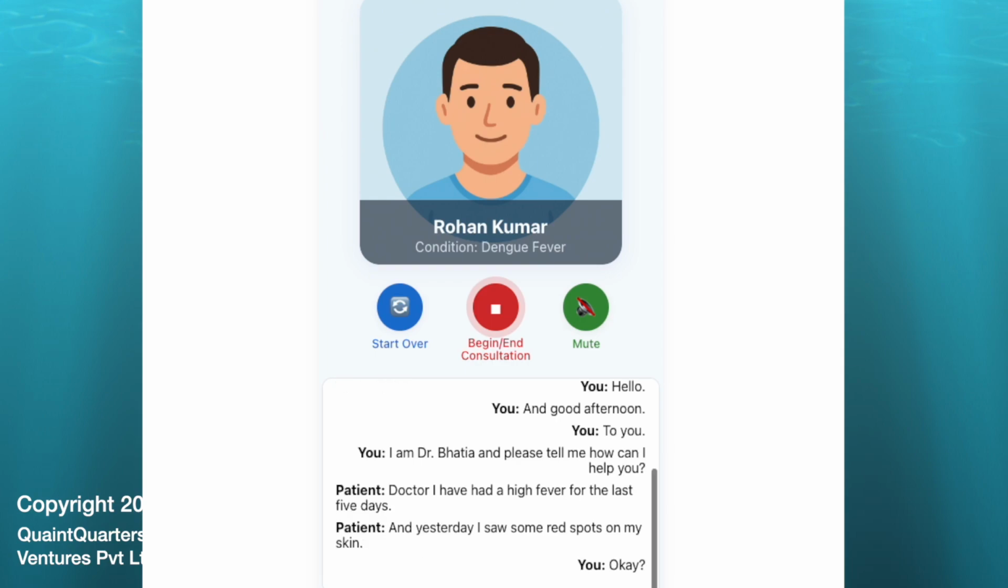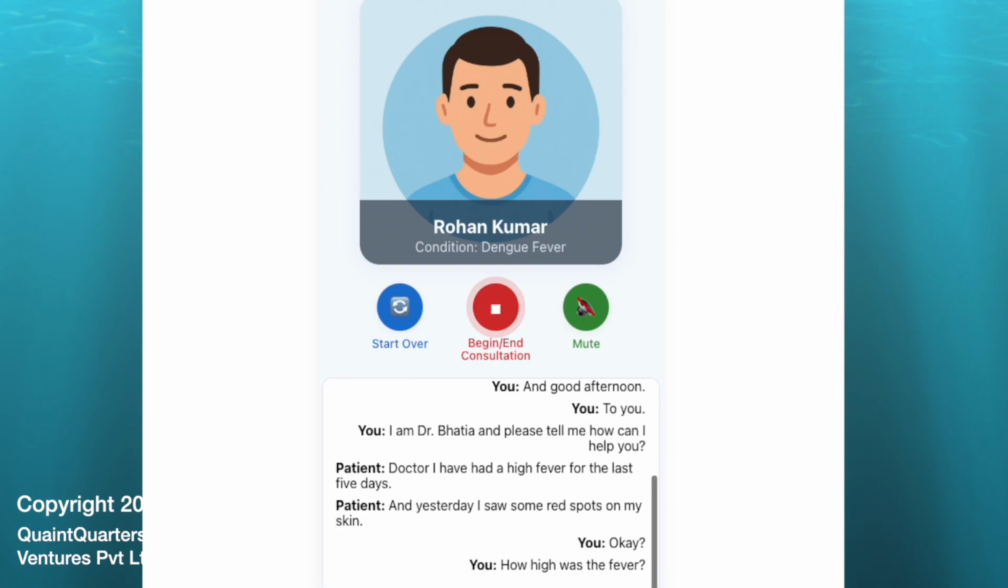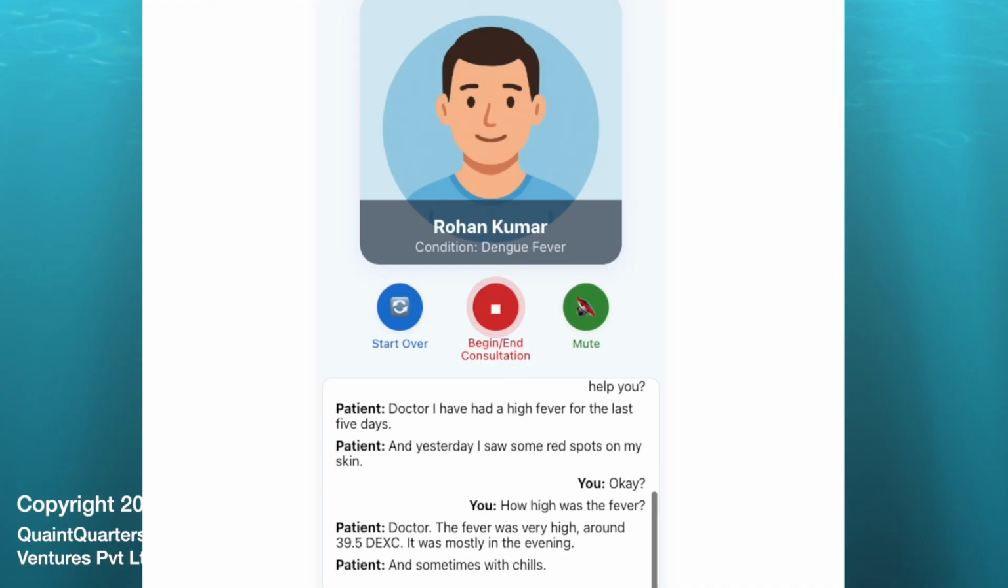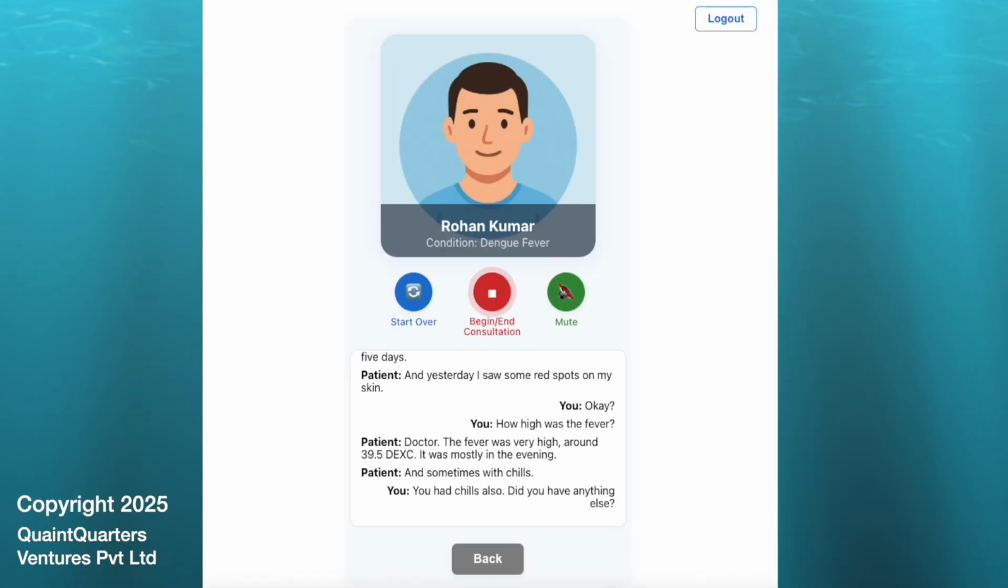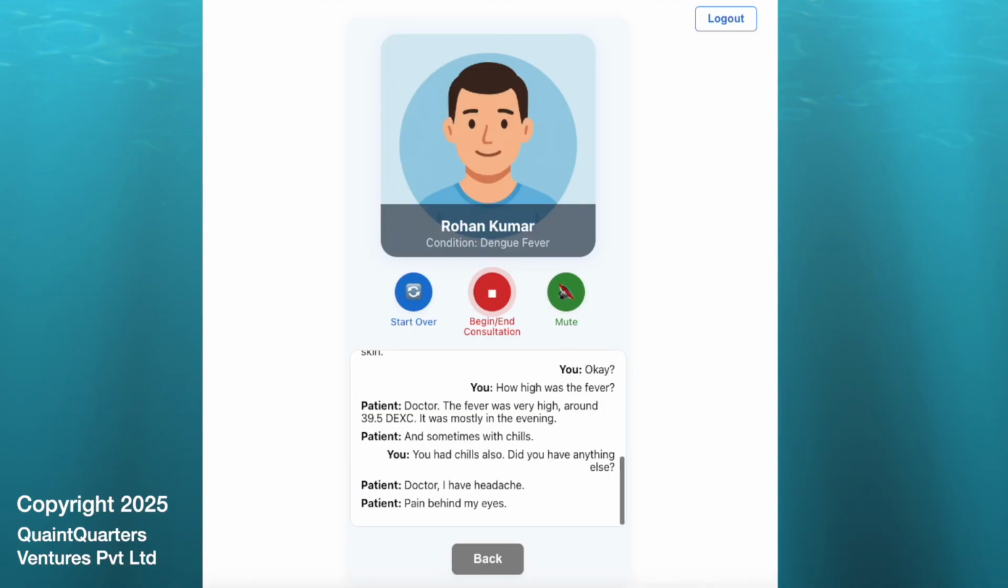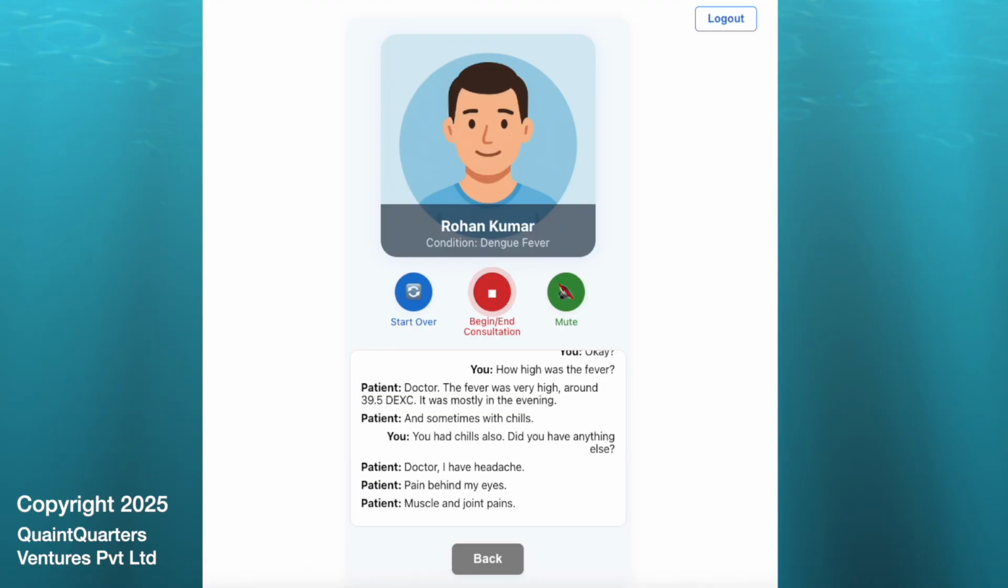Okay. How high was the fever? Doctor, the fever was very high, around 39.5 degrees. It was mostly in the evening and sometimes with chills. Oh, you had chills also. Did you have anything else? Doctor, I have headache, pain behind my eyes, muscle and joint pains. I also feel a bit nausea, but no vomiting or bleeding.